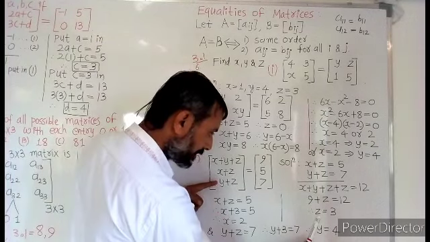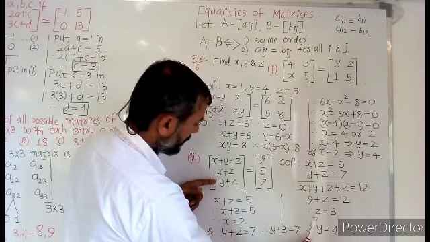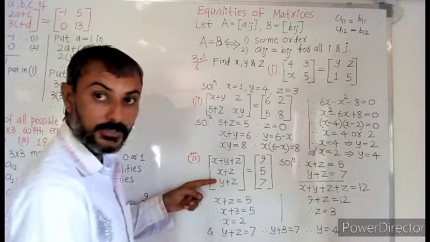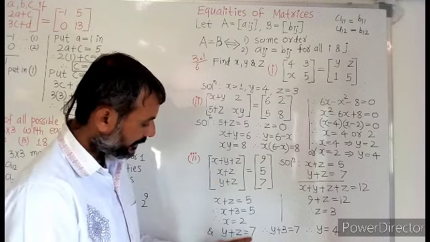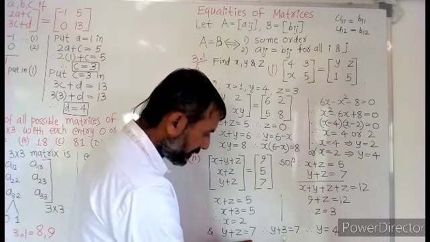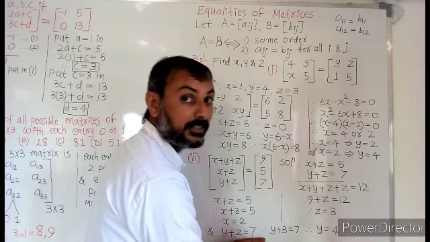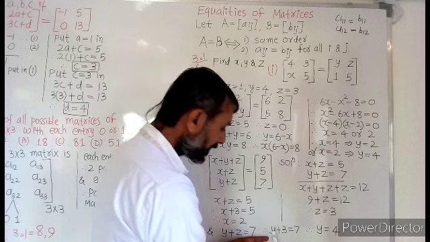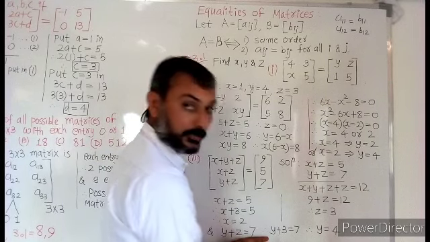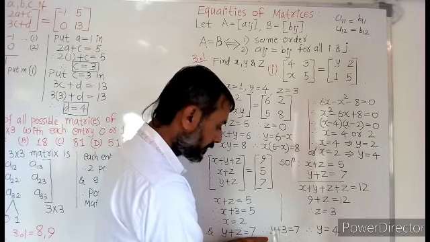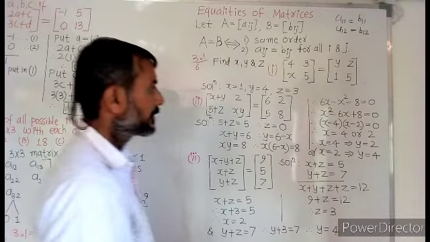Similarly, substitute this value of z in the second equation, y plus z equal to 7. But z equal to 3, so y plus 3 equal to 7. Taking 3 to the left side, subtract it from 7. It will be 4. So y equal to 4.